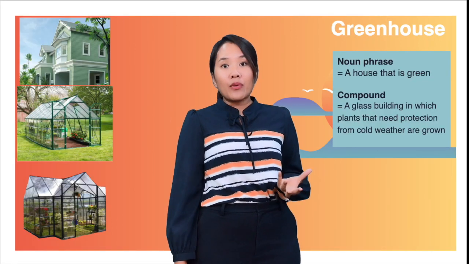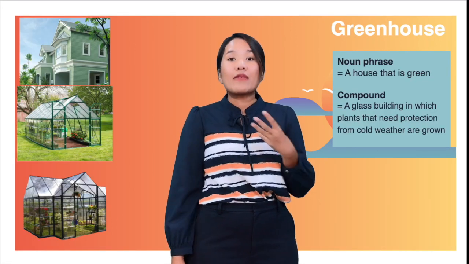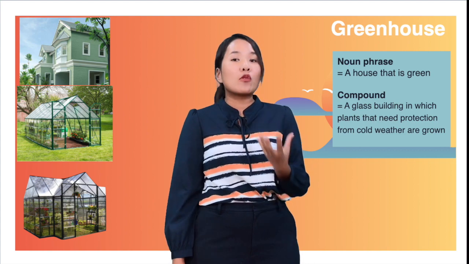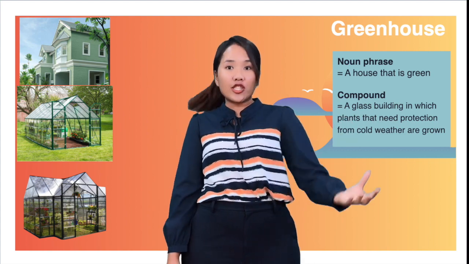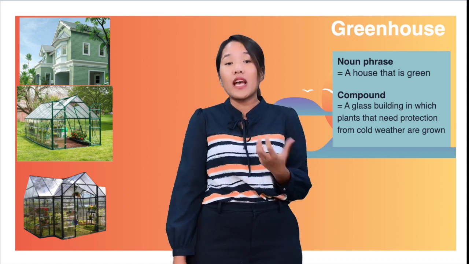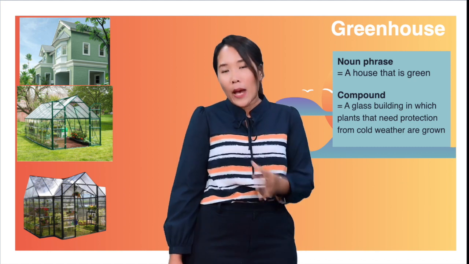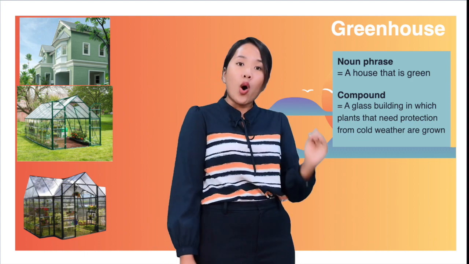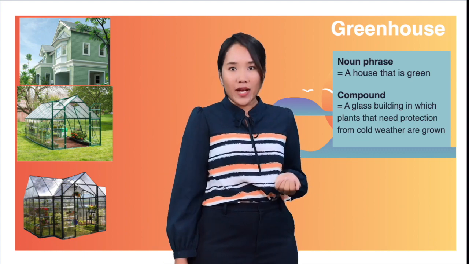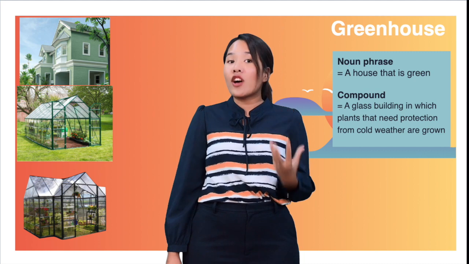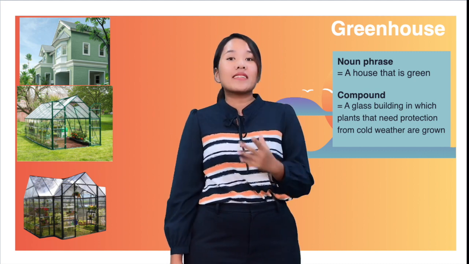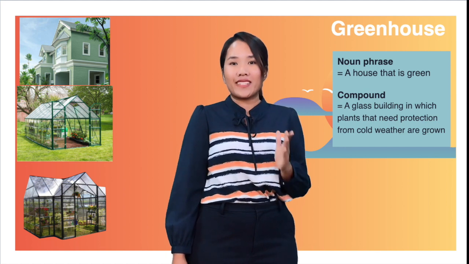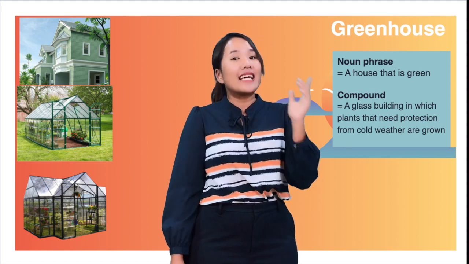Another example, the structure greenhouse. If we interpret the meaning of this structure as a glass building in which plants that need protection from cold weather are grown, then it is a compound word because we understand the meaning as a whole word, not as separate words. But if we interpret it as the house that is green, then this structure will be just a noun phrase because we interpret the meaning of the 2 free morphemes separately.